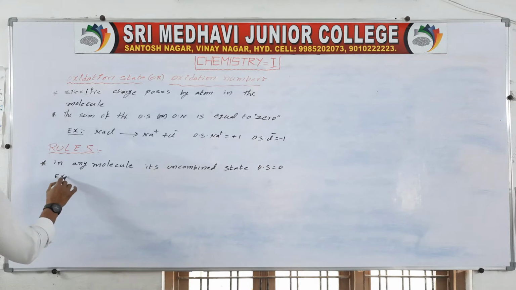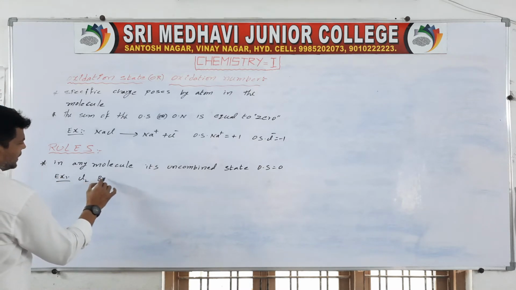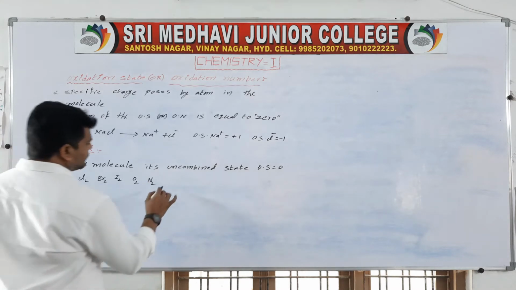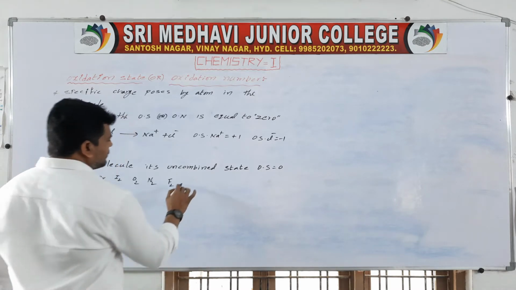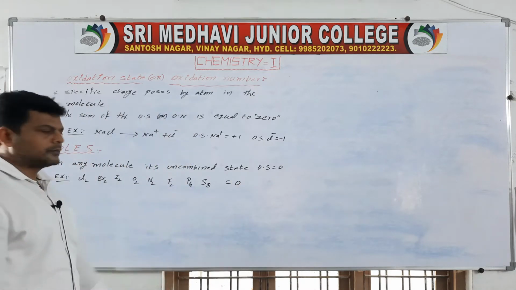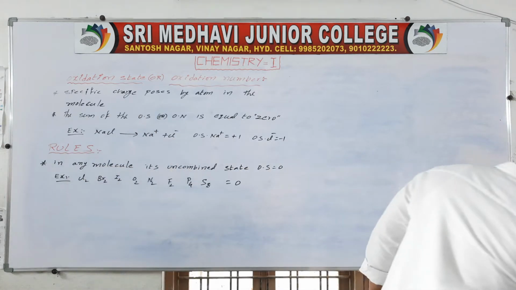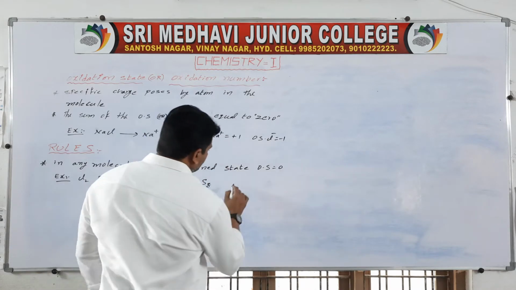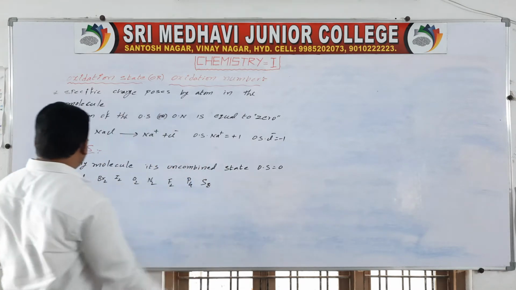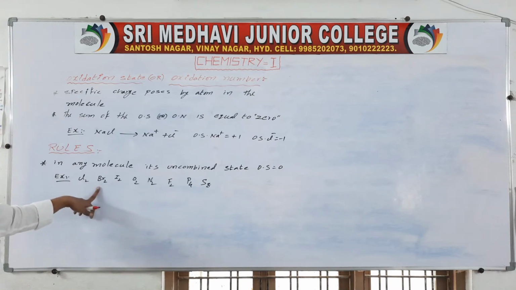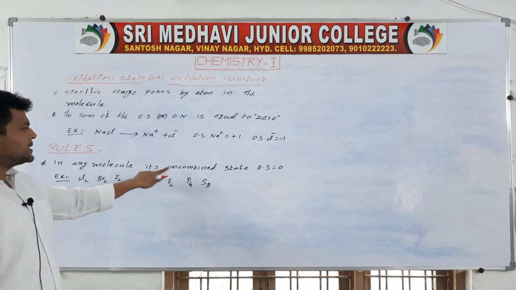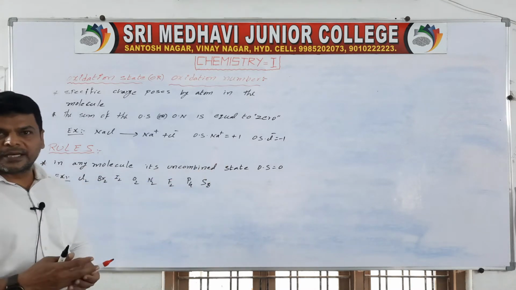So examples: Cl2, Br2, I2, O2, N2, F2, P4, S8, all these have oxidation state equal to zero. All these atoms' oxidation state is equal to zero. So here, Cl in Cl2 is zero, Br in Br2 is zero, I in I2 is zero, like that. So in any molecule in its uncombined state, oxidation state is zero, and atomic state is also zero.